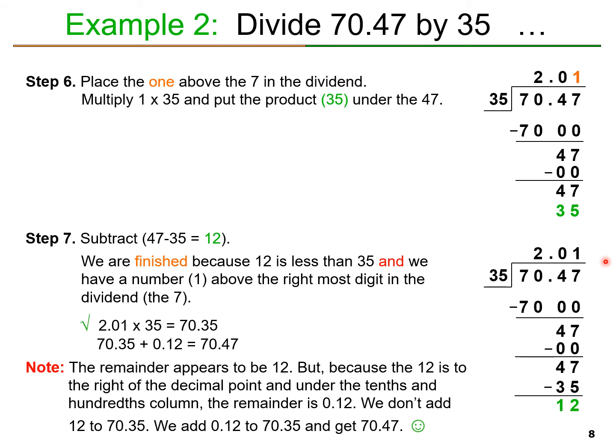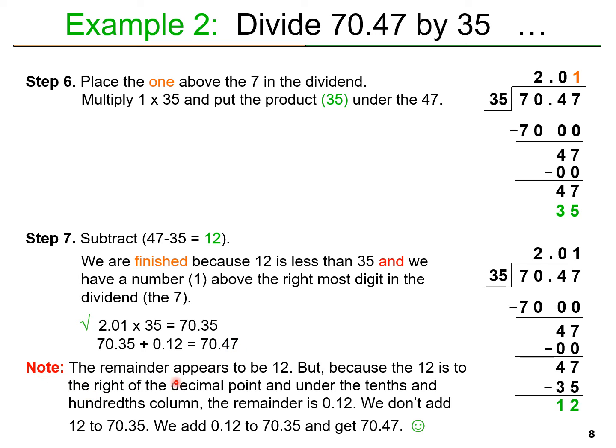Okay, let's check our work. We multiply the divisor times the quotient. 2.01 times 35 gives us 70.35. And then we add the remainder, which is 0.12. 70.35 plus the remainder of 0.12 should be equal to the dividend. Bingo, it's equal to 70.47, just like it should be.